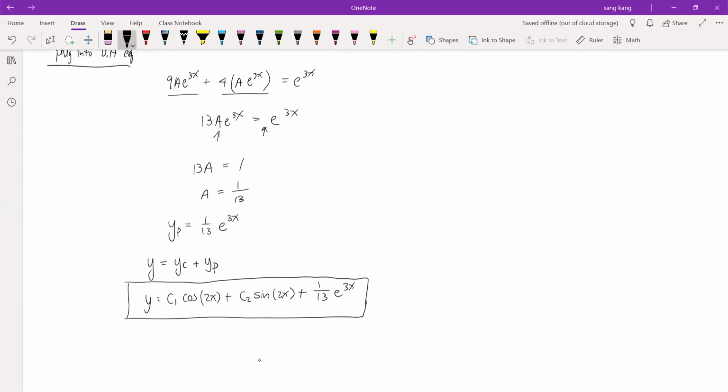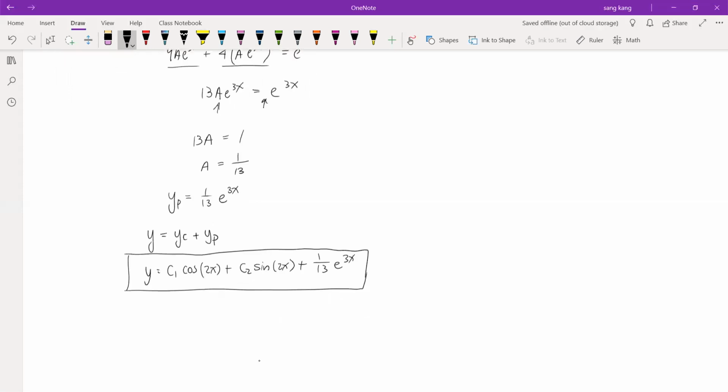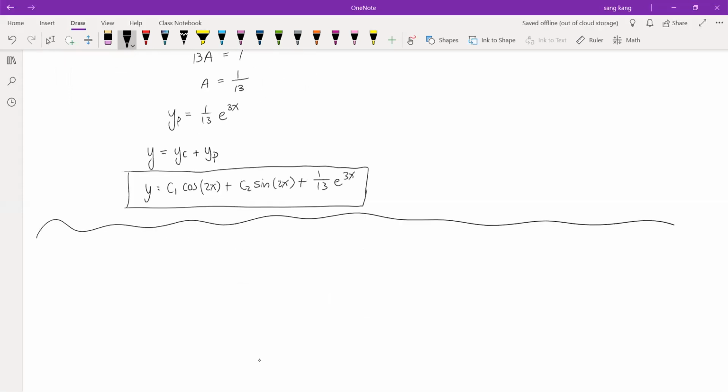Let's see. Now we'll jump to case D, where now we had a trigonometric function for our g. So we had sine of x now. There's our g of x.